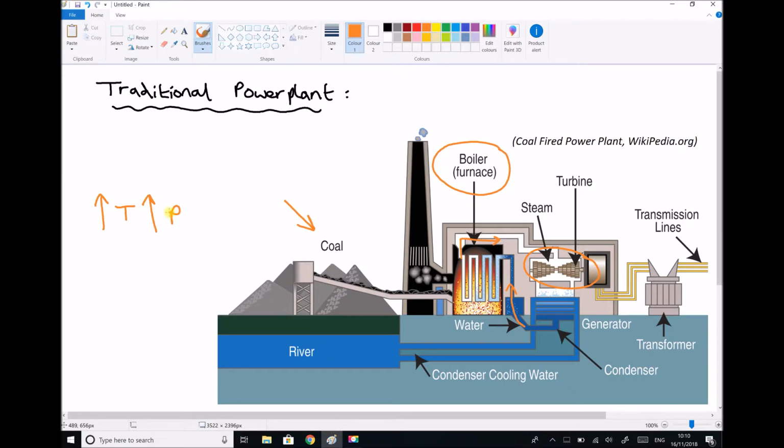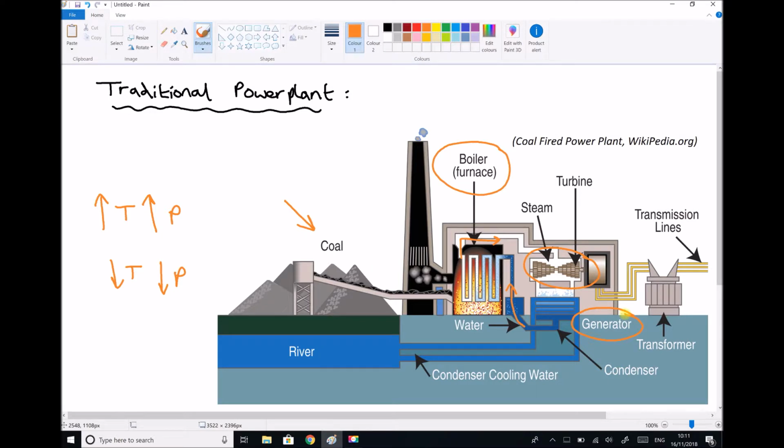And what the turbine does is it expands that steam. Now when we expand the steam, the pressure is going to go down and the temperature is going to go down. Now as the pressure and temperatures go down, that steam is releasing this energy, or releasing this enthalpy. And as the turbine releases this energy, it turns it into mechanical work. So the next component we see is the generator.